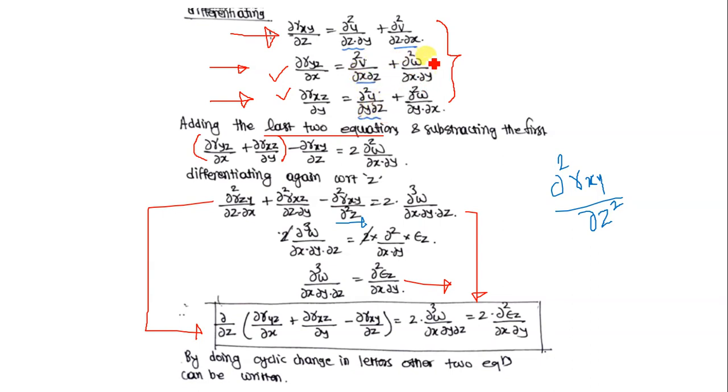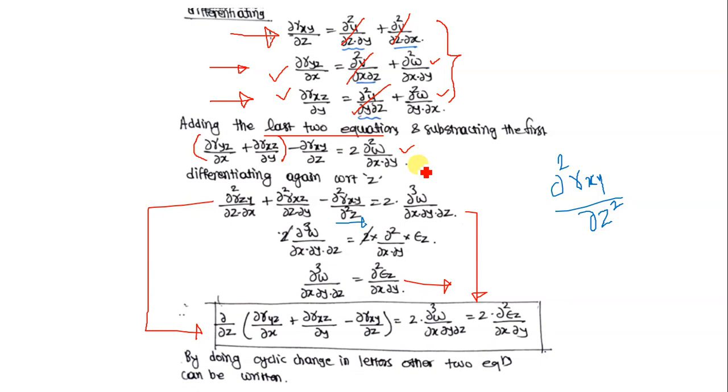here this is the term ∂²w/∂x∂y, ∂²w/∂y∂x. So this term is appearing here two times, and we are adding these two equations. So two times this term is there, and we are deducting the first equation. So here ∂²v/∂x∂z, this term and this term will get cancelled. So the right hand side is only 2 times ∂²w/∂x∂y.